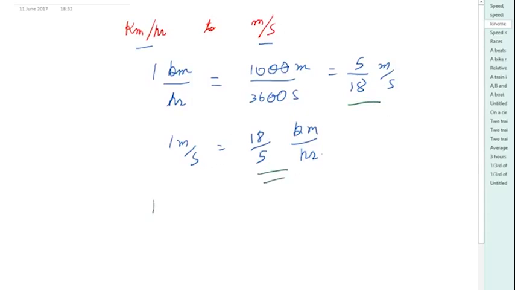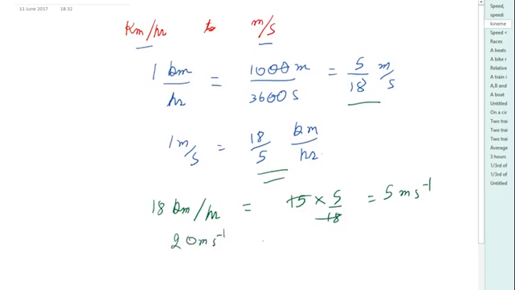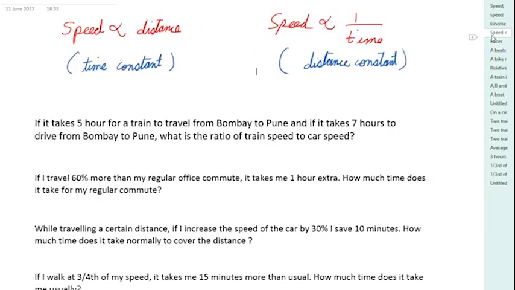So if you have 18 kilometers per hour and you need to convert it into meter per second, you will just multiply it by 5 by 18. And you get 5 meter per second. And the same way, vice versa. If you have 20 meter per second and you need to convert it into kilometer per hour, you'll just do 20 into 18 by 5. And that's 72 kilometer per hour. So most of you know this, but still a good thing to remember: 5 by 18 and 18 by 5. So we'll move on.